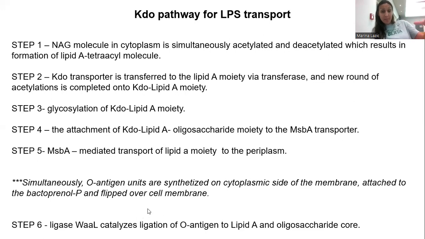Basically, at the same time, O antigen units, the ones that go on the far top, are synthesized on the cytoplasmic side of the membrane. They are attached to bactoprenol and flipped over the membrane. So in this case, you have both bactoprenol and MsbA mediating the transfer of two parts of the same unit, LPS. At the end, a ligase called WaaL catalyzes ligation of O antigen to the oligosaccharide core, but that happens outside, on the periplasmic side of the membrane.